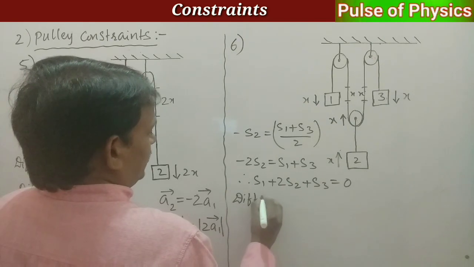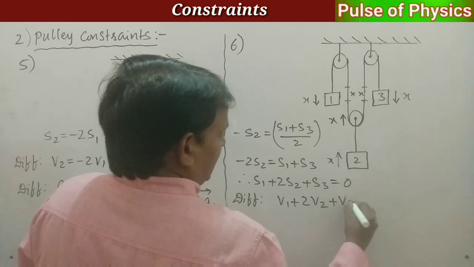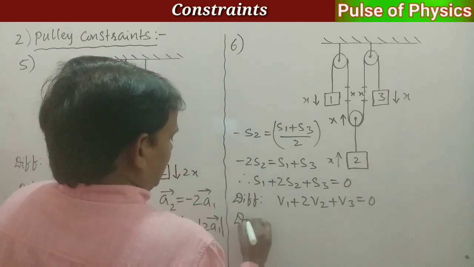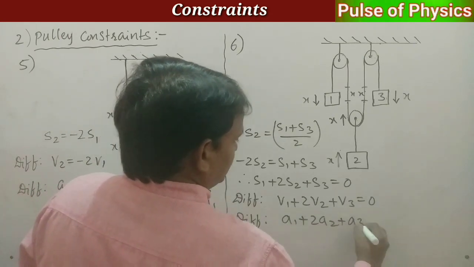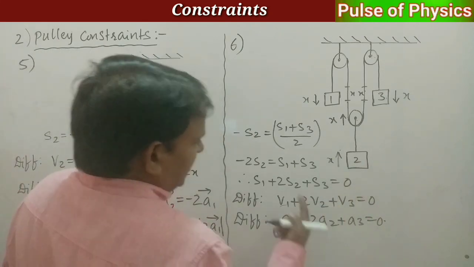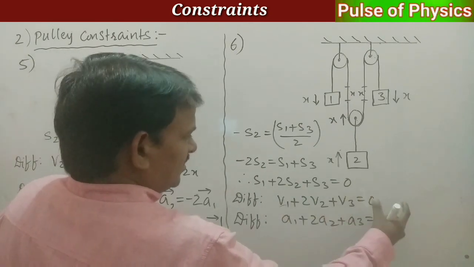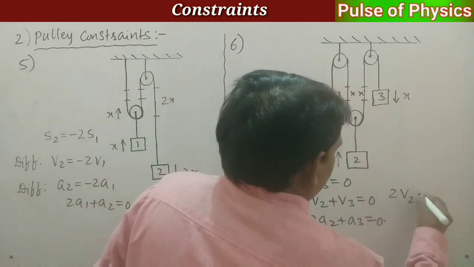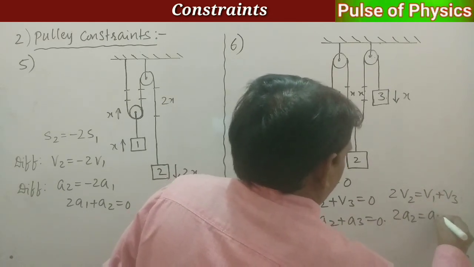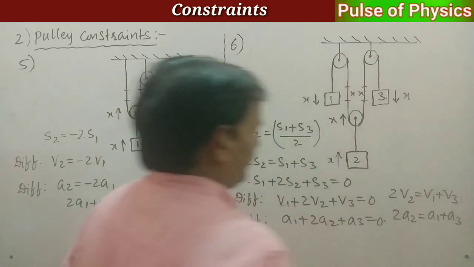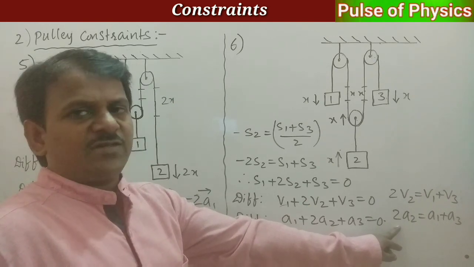Differentiate with respect to time. V1 plus 2V2 plus V3 is equal to 0. Differentiate with respect to time. A1 plus 2A2 plus A3 equal to 0. If we don't consider direction, there is no need to keep minus. We can write 2V2 is equal to V1 plus V3. 2A2 is equal to A1 plus A3. Sometimes in exam, it may be given like this. These are also correct constraint equations. Have you got it?